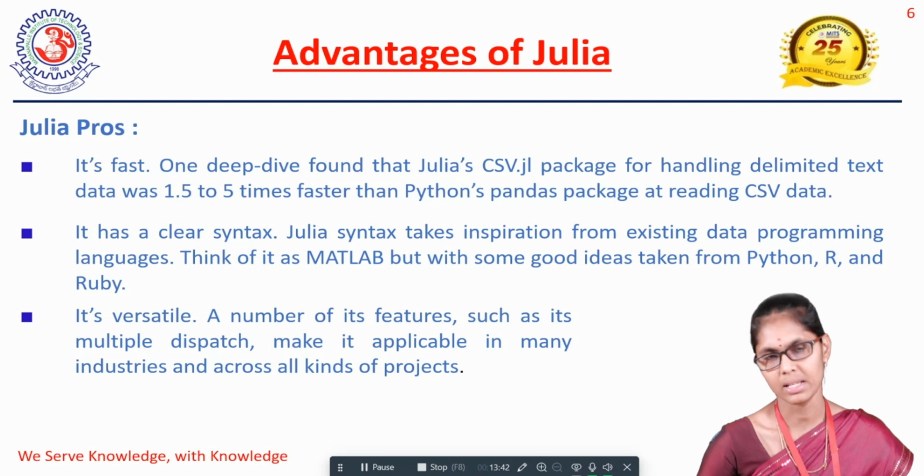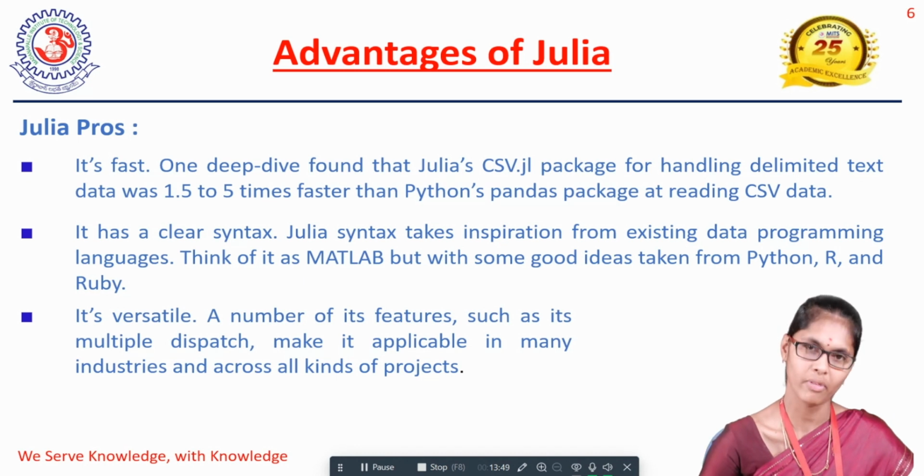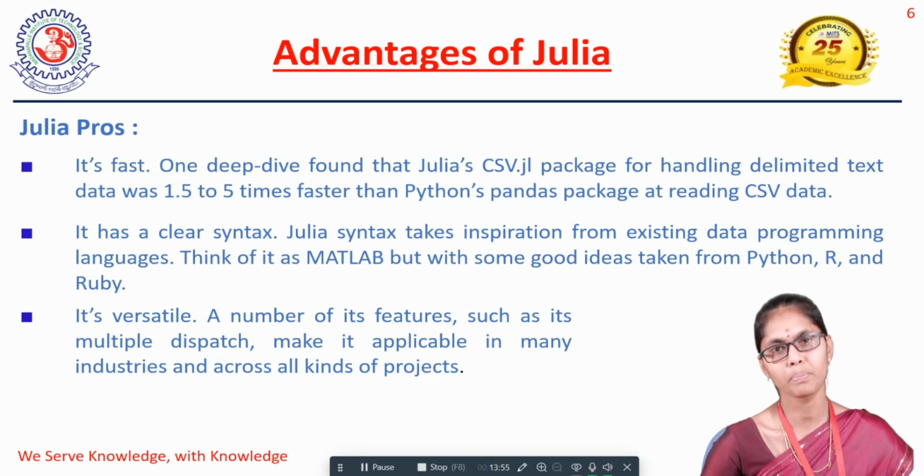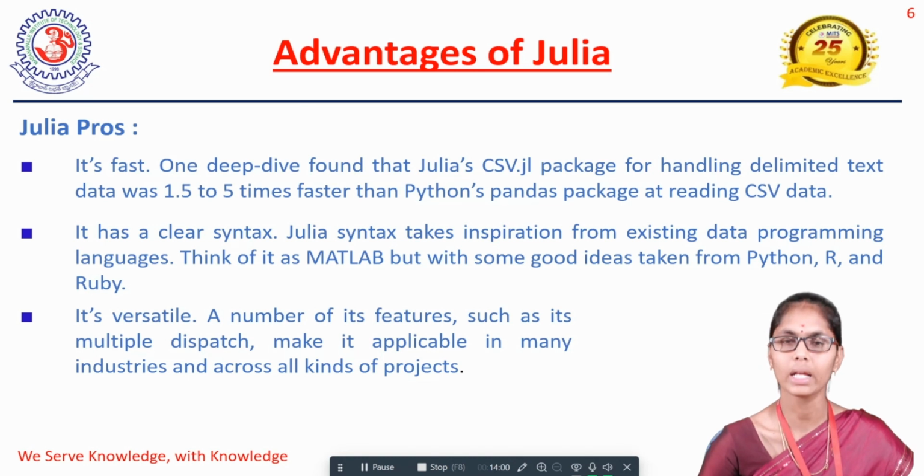It is very fast. That is the reason we are telling from the beginning: if you take any CSV file, you are working in Python, and the same file you are working with in Julia, it is a minimum of 1.5 to 5 times faster than your Python language. So this is a proven record. That is why we are telling that the language is concentrating on speed.